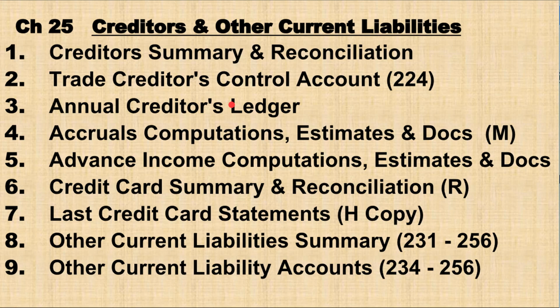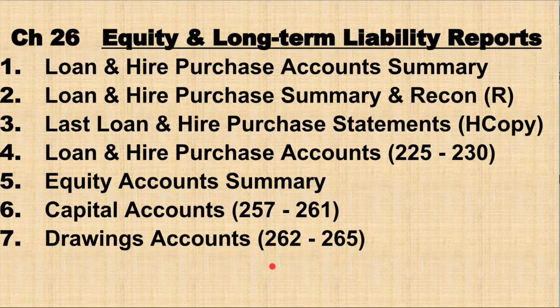We start with the creditors summary and reconciliation. Next, we look at the trade creditors control account, then annual creditors ledger, accruals computations, estimates and documents, advance income computations, estimates and documents, credit card summary and reconciliation, last credit card statements, other current liabilities summary, and other current liability accounts. Chapter 26 looks at equity and long-term liability reports.